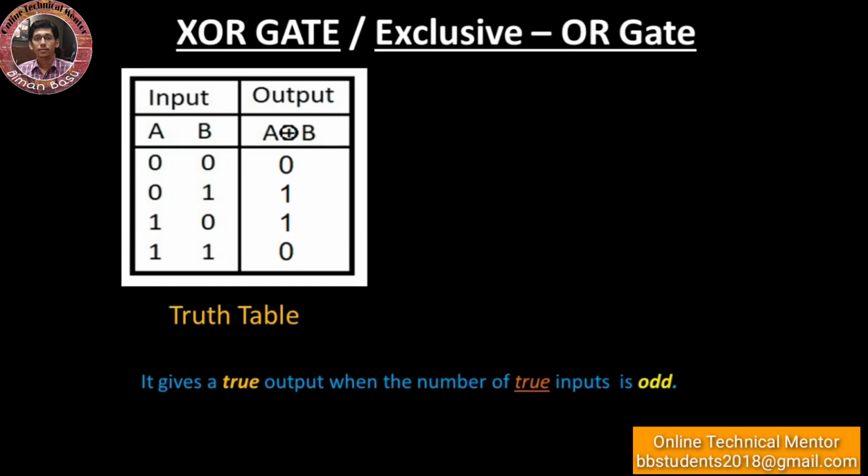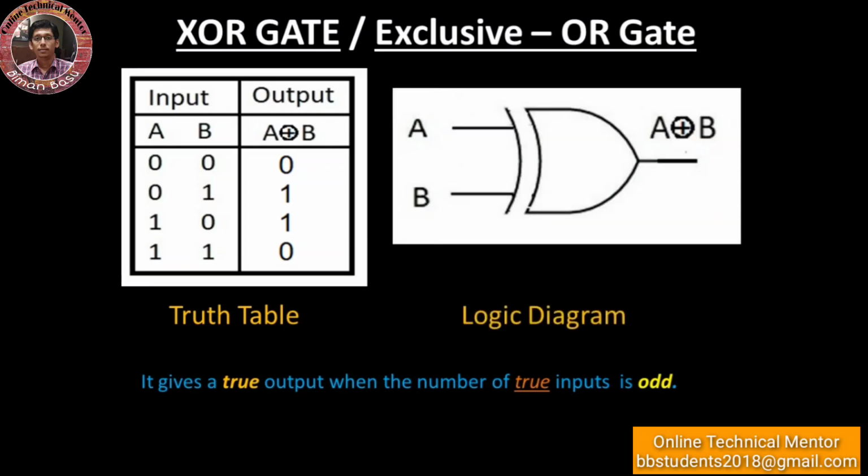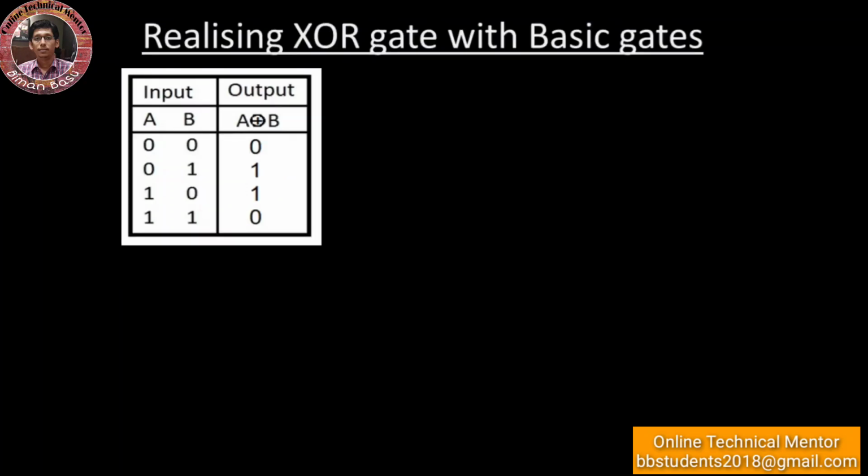Now, what will be the logic diagram of this XOR gate? It has 2 inputs A and B, and the output is represented as A, a plus within a circle, which is the symbol of the XOR gate, then B. So if you are told to realize this XOR gate with the basic gates only, how will you do it? Realizing the XOR gate with basic gates.